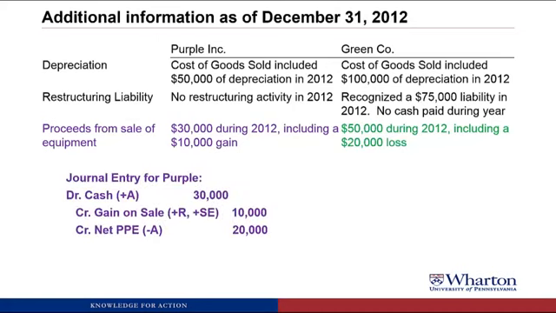So what Purple would have done is debit cash for $30,000 because that's how much cash they're receiving. They have a gain on the sale, which is a credit. It's like a revenue. It increases net income. It increases stockholders' equity. So you credit gain on sale for $10,000, and then they would credit net property, plant, and equipment to take the PP&E off the books at its current book value.